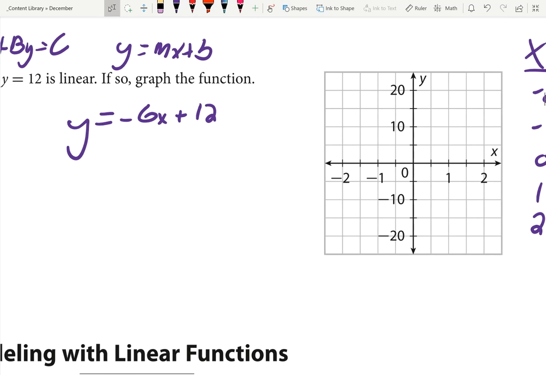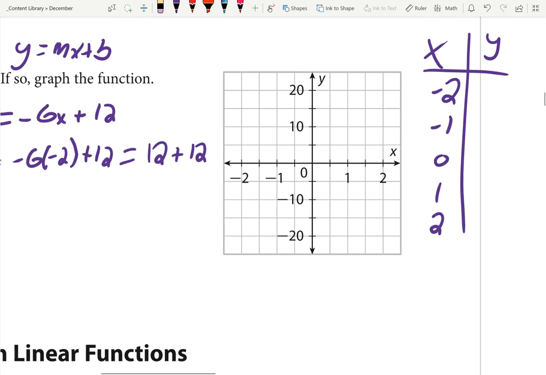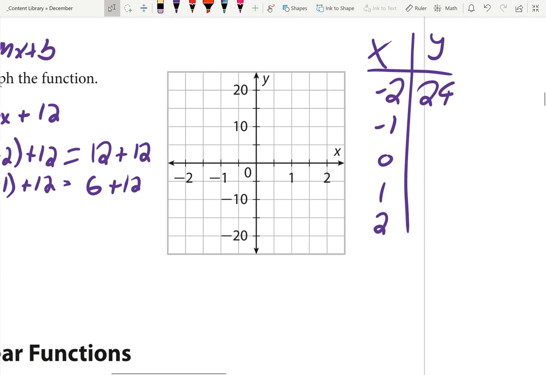So let's start by plugging in -2. When I do that, I'll have -6 times -2 plus 12. So I plug in -2. Now what I get out of this is -6 times -2 becomes a positive 12, and then plus 12, right? That's positive 12. 12 plus 12 is going to be 24. So we'll have that point, -2 and 24. Now let's plug in -1. -6 times -1 plus 12. That's going to be -6 times -1 is going to be positive 6 plus 12, which is going to make 18.